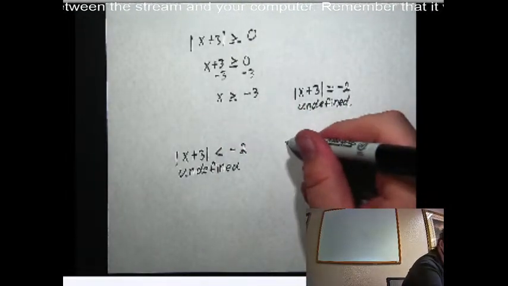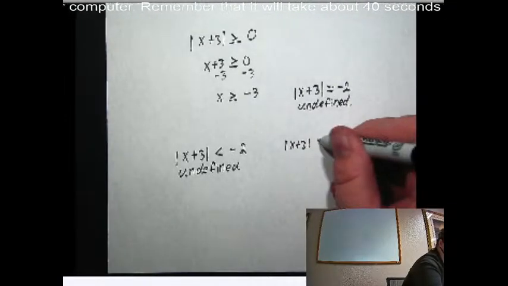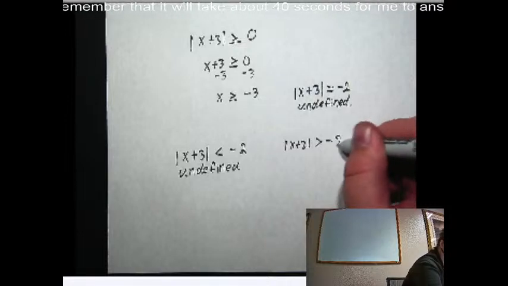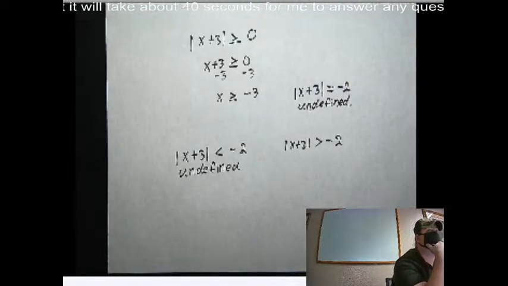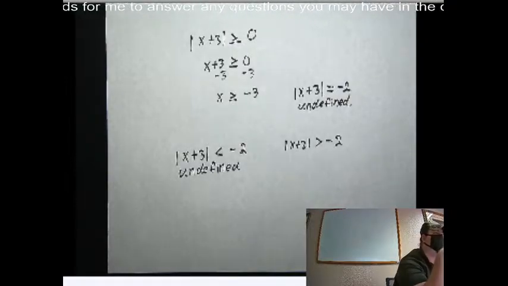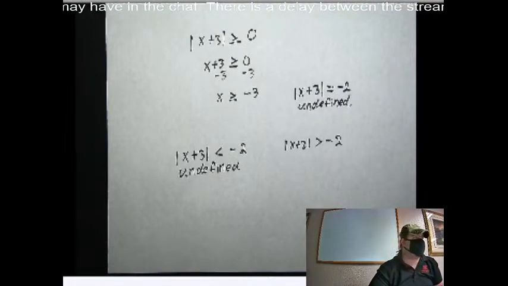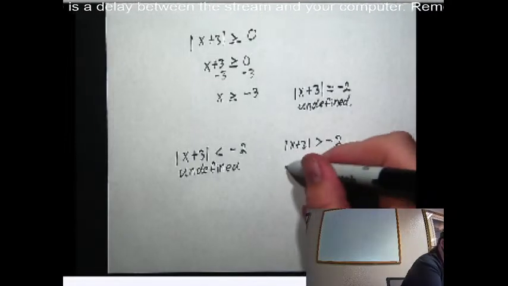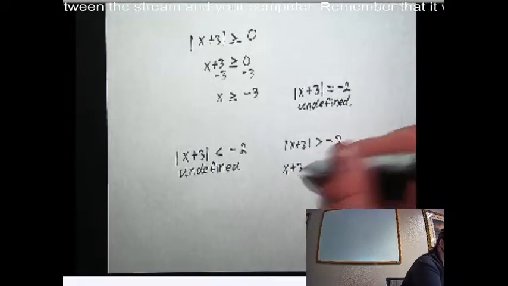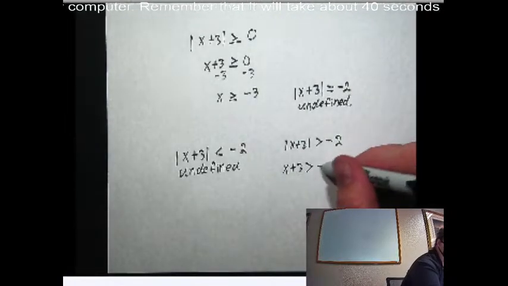What about absolute value of x plus 3 is greater than negative 2? Yeah, that would work. There are things that we could plug in here that would make this work. Okay, now let's try this out and see what happens. Okay, so we have x plus 3 has to be bigger than negative 2.